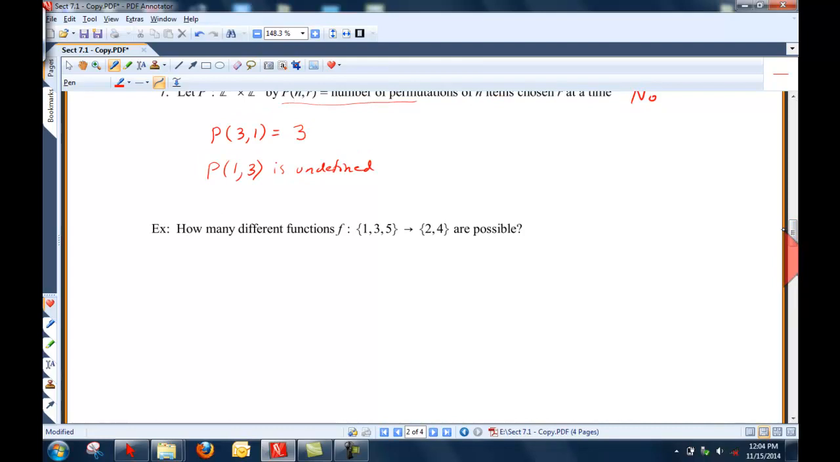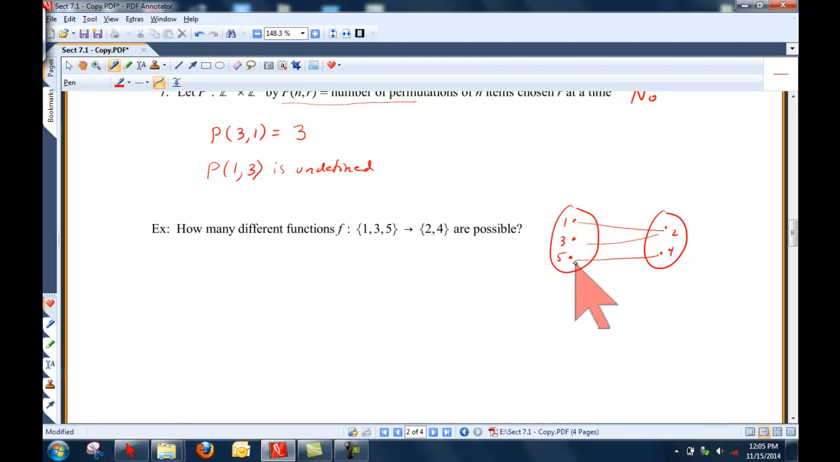Let's answer just one question of a little different type. How many different functions from 1, 3, 5 to 2, 4 are possible? So here's 1, 3, 5. And over here is 2, 4. And I want to define a function. So I could do this, for example, goes here, this goes here, and this goes here. That's a legal definition of a function, so that's one possibility.